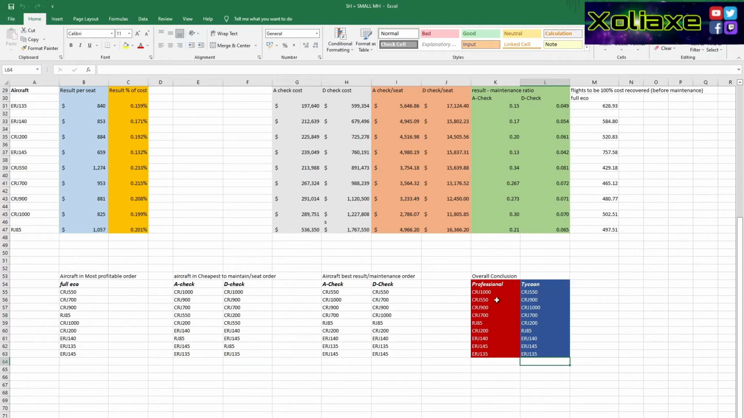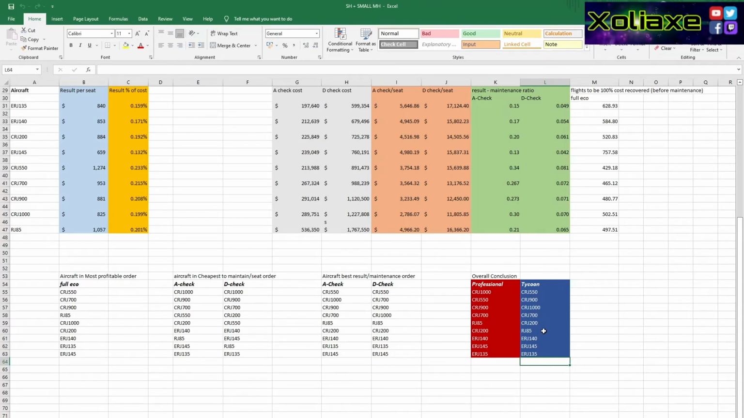Professional mode, the 1000 and the 550 are pretty much on par with each other, and the 900 and 700 not too far behind. The RJ85 kind of sits nicely in the middle. The advantage of the RJ85 is I think it looks awesome, so I use it myself just because I like the look of it. And then the ERJ is towards the bottom. Tycoon mode then, the CRJ550 and the CRJ900 come out just on top of the 1000, so slightly mixing up the order there. For the overall conclusion, the 700 still sits in fourth place.